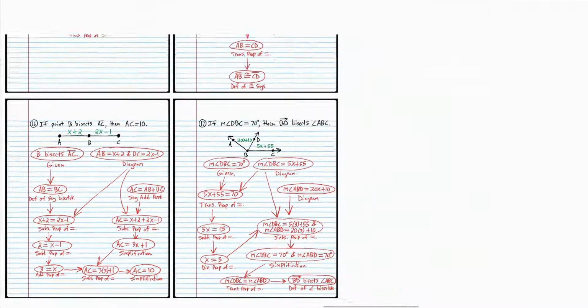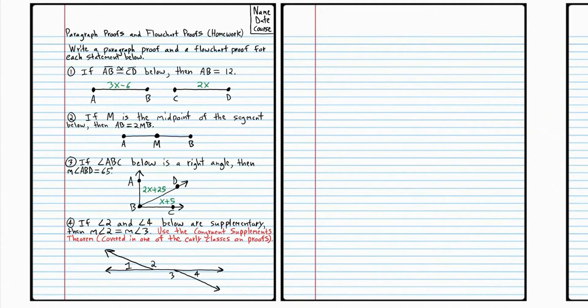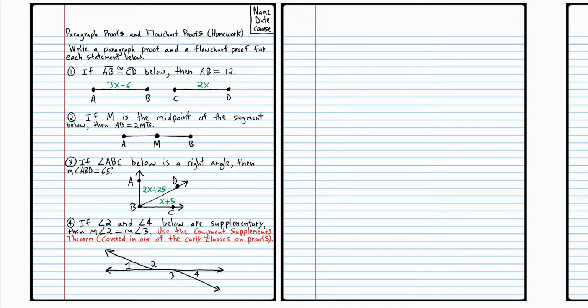All right, let's take a look at the homework. So here is screenshot number 1. We have four problems for the homework. I want you to write a paragraph proof and a flowchart proof for this problem, and a paragraph proof and a flowchart proof for this problem, and for 3 and 4 also. So only 4 problems, but you're going to be writing technically 8 proofs because you need to write both forms for each of these proofs, the paragraph form and the flowchart form. So that's screenshot number 1.